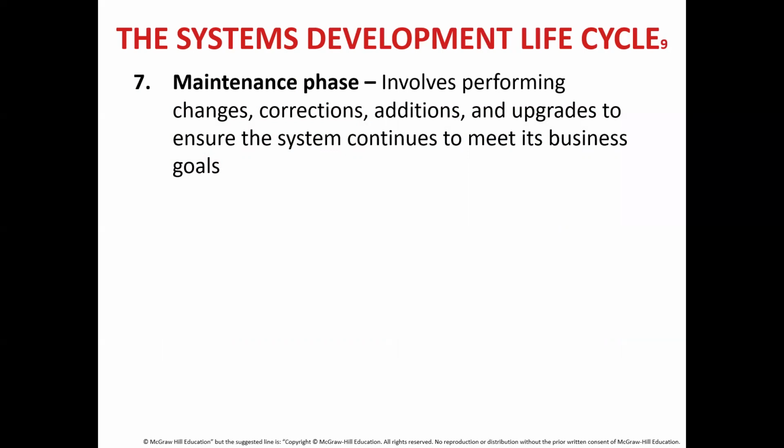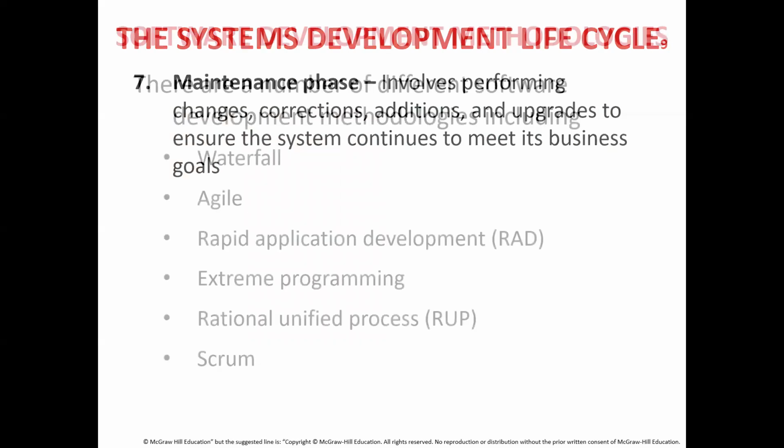And the final and the 7th phase of the SDLC is maintenance phase. It involves performing changes, corrections, additions, and upgrades to ensure the system continues to meet its business goals. System maintenance is an umbrella term that encompasses various forms of computer maintenance needed to keep a system running.